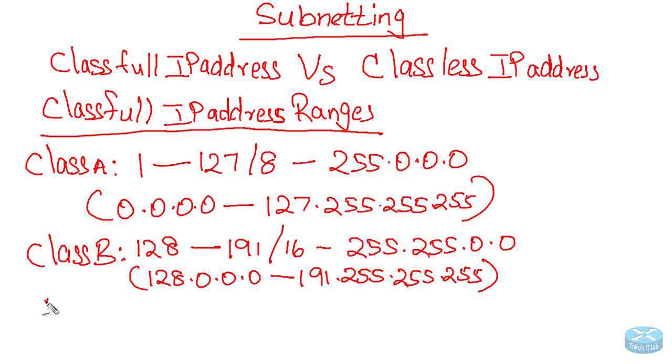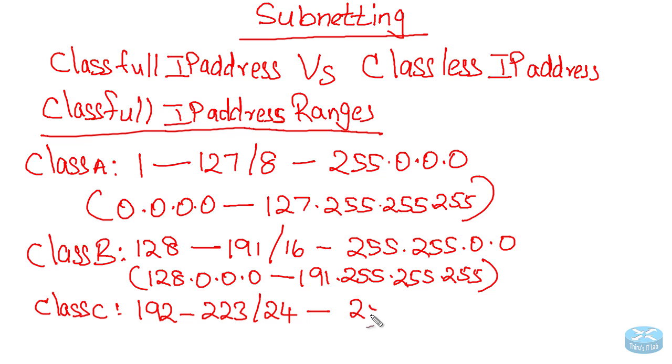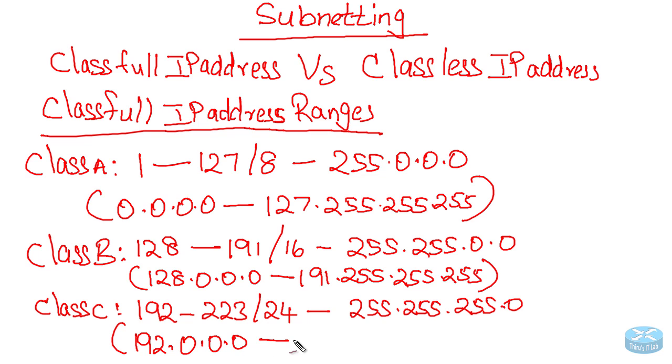Then the Class C addresses is from 192 to 223 with 24-bit mask. With the 24-bit mask, you can write like this: 255.255.255.0, and the Class C ranges are 192.0.0.0 to 223.255.255.255.